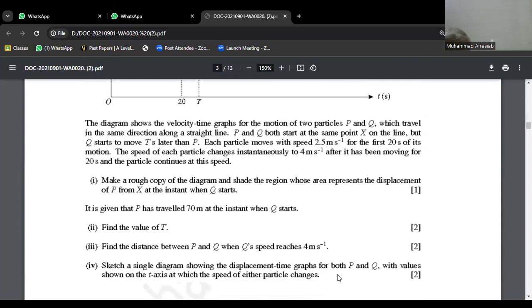And the last part is to sketch a single diagram showing the displacement time graph for both the particles P and Q, with the values shown at the times t seconds at which the speed of each particle changes.